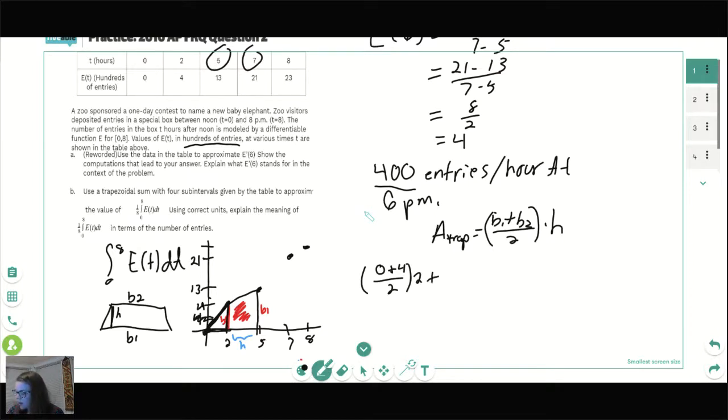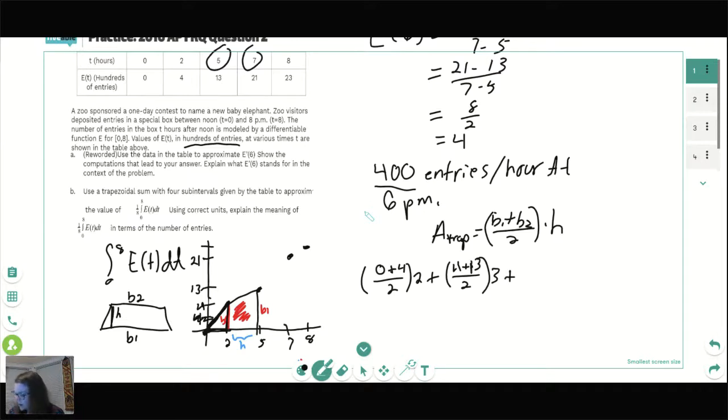Plus, now we move over to here. So base 1 and base 2, it doesn't really matter which is which because we're just adding them together. We've got 13 and 4. So 4 plus 13 over 2. And what's our height this time? 3. Awesome.